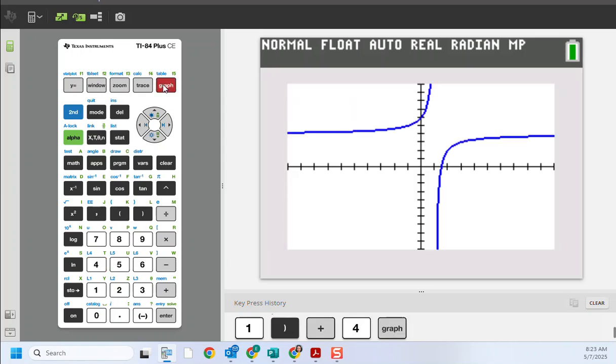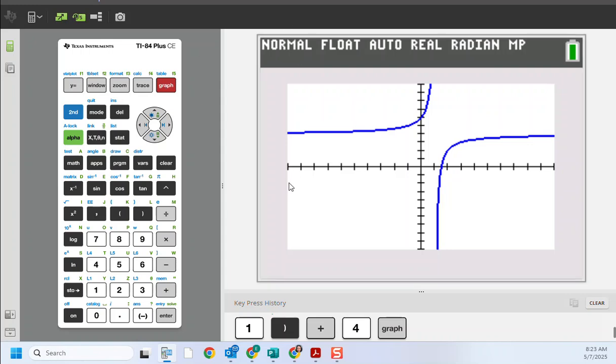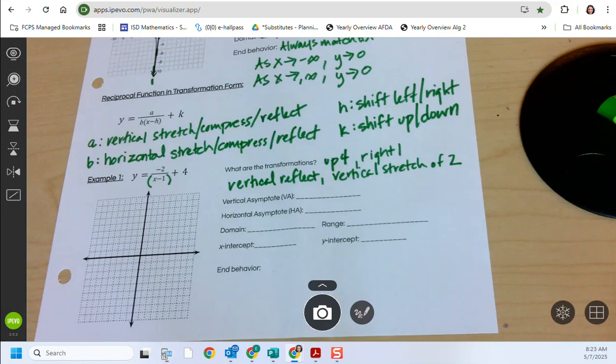Okay, so that's what it looks like. All right, so you have your asymptotes here and here, but we need to know exactly where they are. So let's go back and look at the transformations.